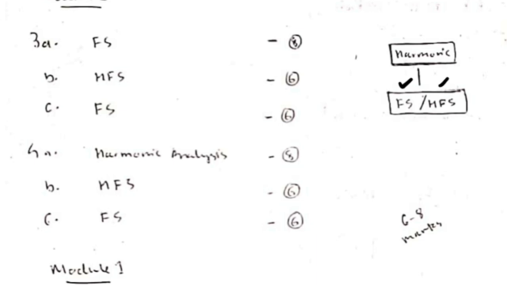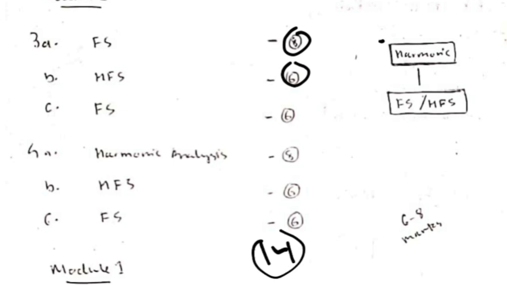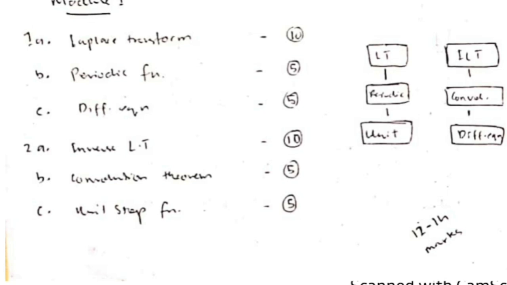Okay, because sometimes in the OR option the full range can be repeated twice, or half range can be repeated twice. So in that case you can easily score 8 plus 6, that is 14 marks also. Okay, so after getting thorough with harmonic analysis, go with either full range or half range, that you have to do for sure. Okay, similarly coming to module 1, we have 6 topics.